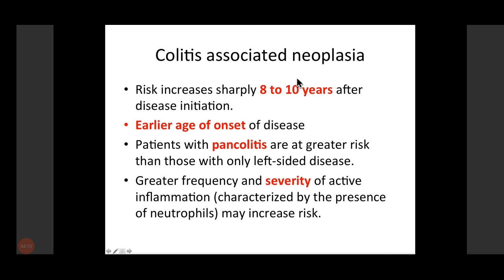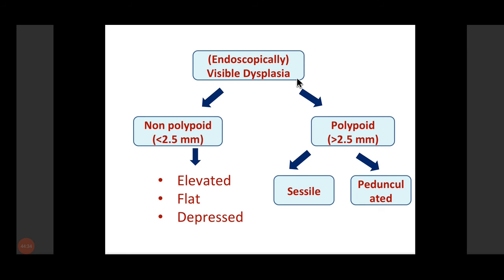Now, colitis-associated neoplasia is the last part of this lecture. This sharply increases after 8 to 10 years, like I told you. And those with an earlier age of onset or pancolitis or an increased frequency of active exacerbations rather than remission, those are the patients that are more at risk of developing colitis-associated neoplasia. Now, for that, the patient must be on endoscopic, colonoscopic follow-up very regularly.